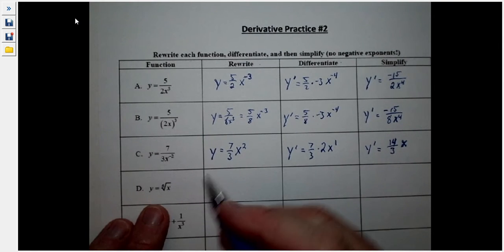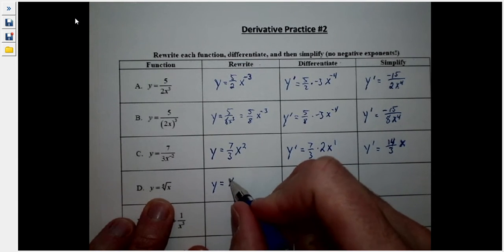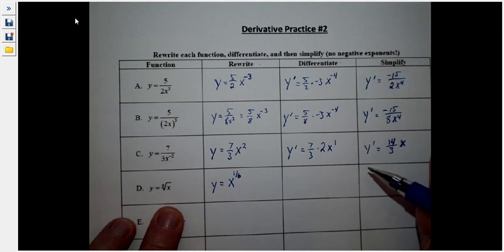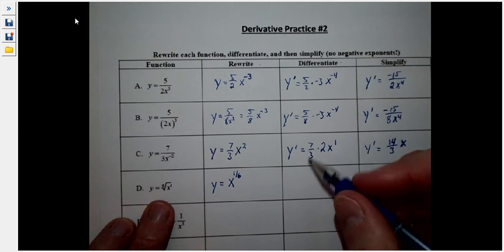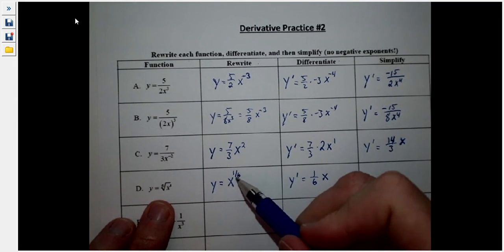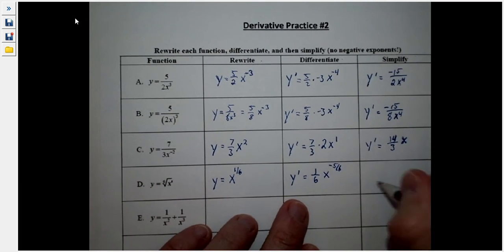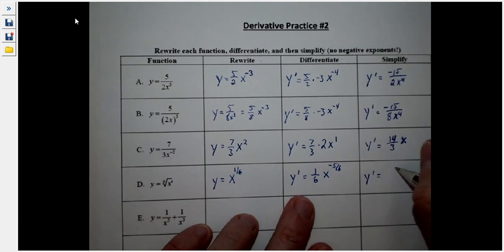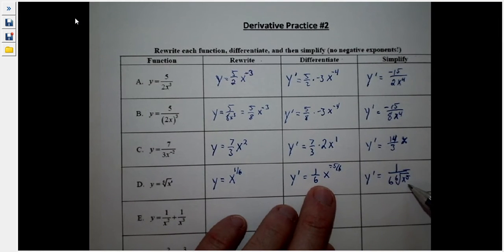Part D. Rewrite. I got this root power. So the first thing I'm going to do is change it to its fraction power. So I've got y equals x to the 1/6 power because there's a 1 right here. That's the power of x and it's a 6th root. Y prime is 1/6 x, and you take 1/6 and you subtract 1 and you get negative 5/6. Simplify, you get 1 over 6, and this is the 6th root of x to the 5th. And again, the negative brings it to the bottom, and the 5/6 makes it the 6th root of x to the 5th.